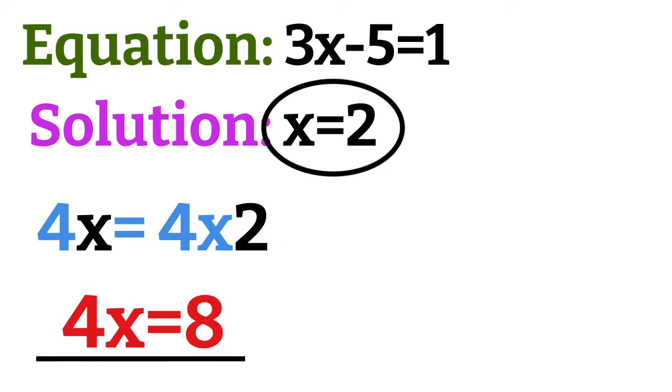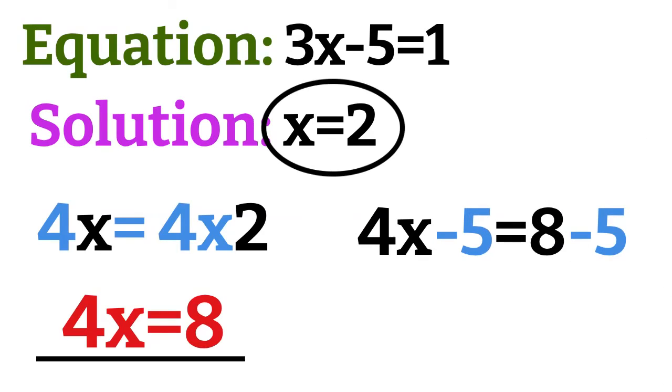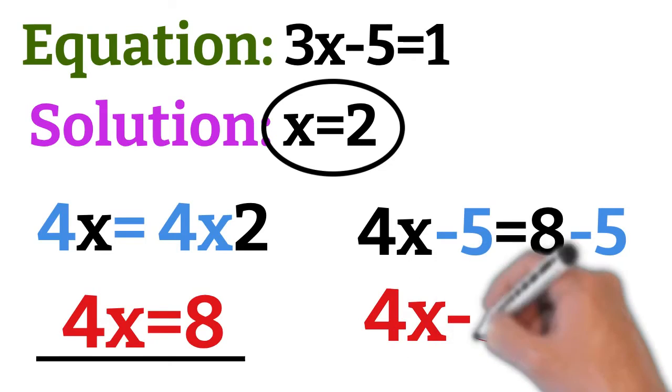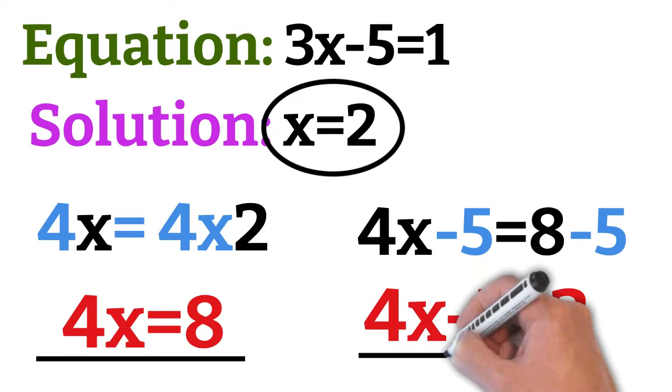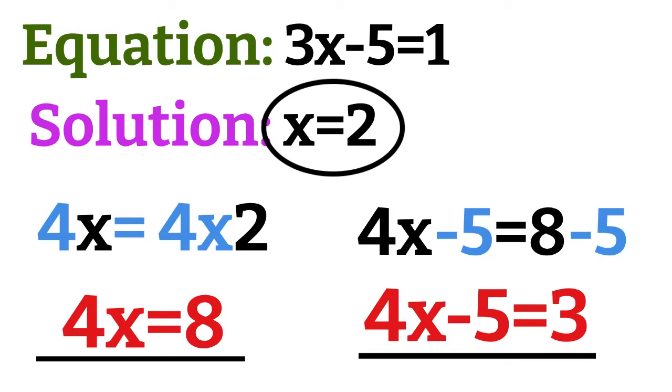Then subtract 5 on both sides. That is, 4x minus 5 is equal to 8 minus 5, or 4x minus 5 is equal to 3. This is an equation with the solution x is equal to 2.